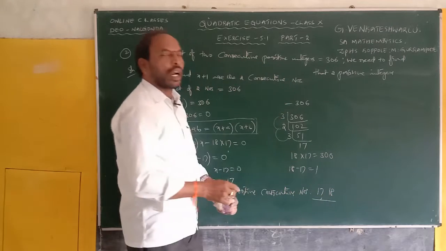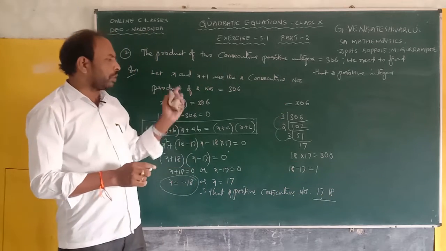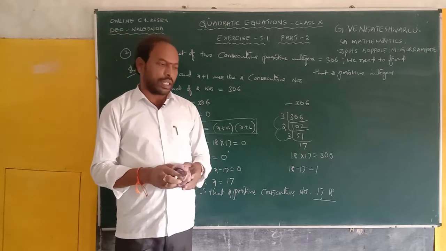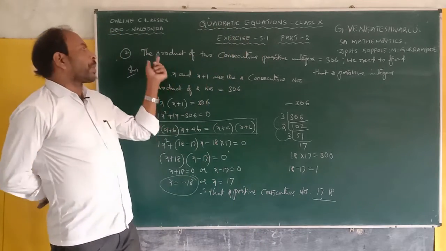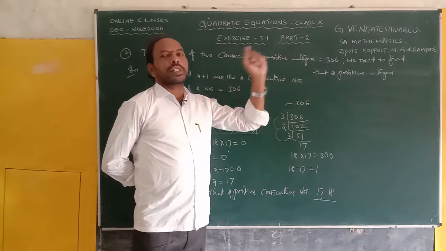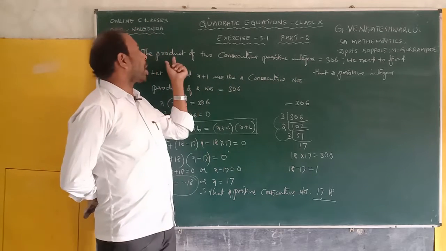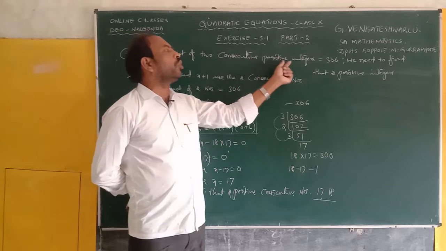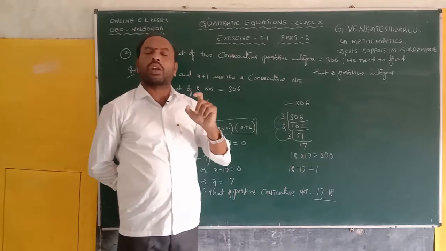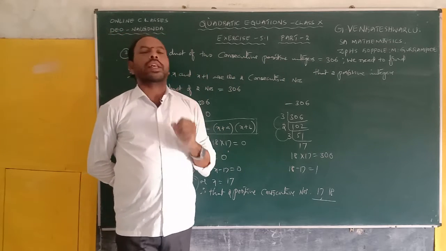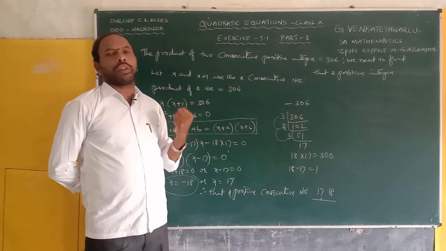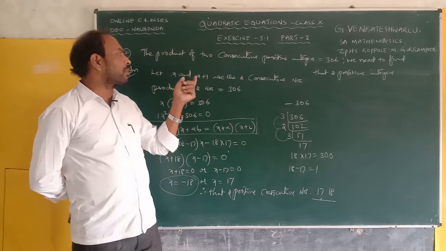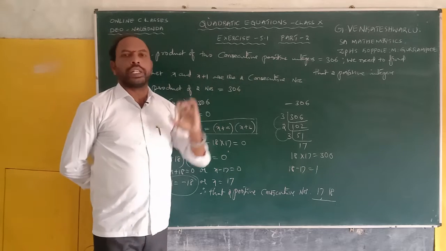17, 18 are the two consecutive positive integers. Once again, please listen carefully. What is given in the problem? The product of two consecutive positive integers is 306. First one is taken as x, and consecutive means one more than the previous term. That's why x and x plus 1 are the two consecutive positive integers.